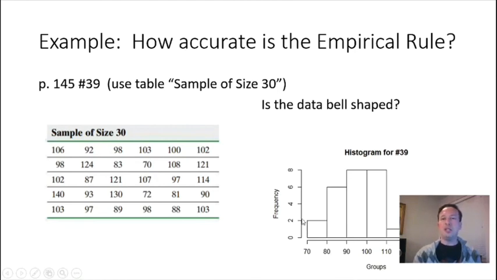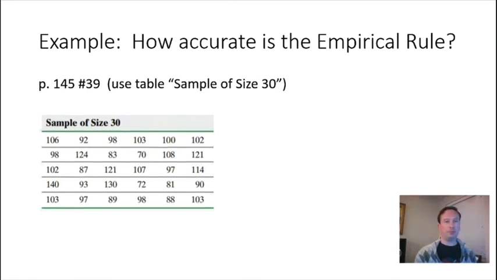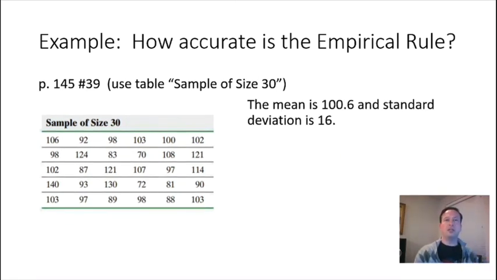But here, when you take a look at it, it goes up and then comes back down for the most part. So this, for the most part, has a bell shape, right? Up and down. So we would say, yes, it's bell-shaped, which means the empirical rule can be used. If it's not bell-shaped, you can't use the empirical rule. All right, so next. If you plug these numbers into your calculator and do one var stat, you get the mean and standard deviation right here.